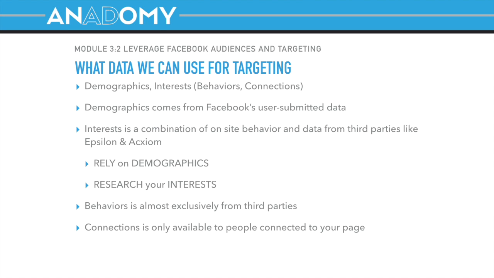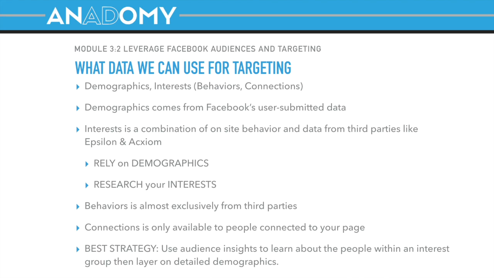You can even exclude people who are connected to your page. So if you're giving an introductory offer and you don't want to upset people by giving them a better deal than what they have gotten, you can also do that with connections. The best strategy is to use Audience Insights to learn about people within an interest group and then layer demographic detailed targeting on top of that. And this is something we'll spend a lot of time doing when I actually give you a live demo coming up.